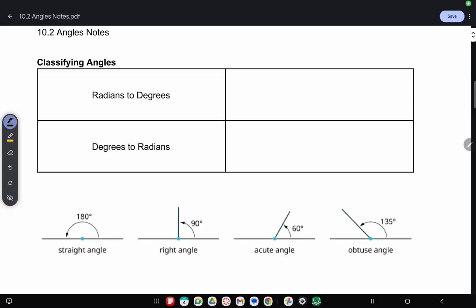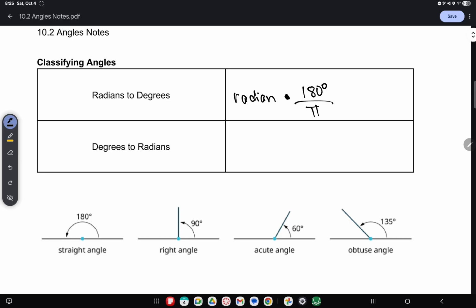We're going to look at angles. There's a couple ways angles are measured. We have degrees, and then we have radians. We can convert between the two. If we want to go from radians into degrees, we would take the radian measure and multiply it by 180 degrees over pi.